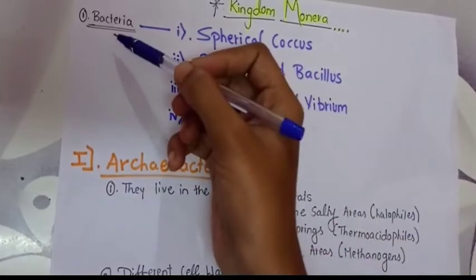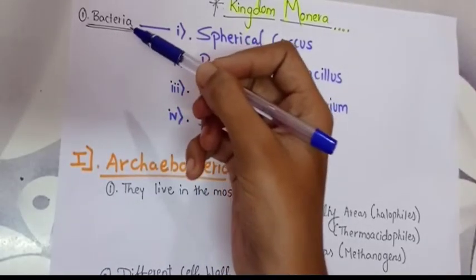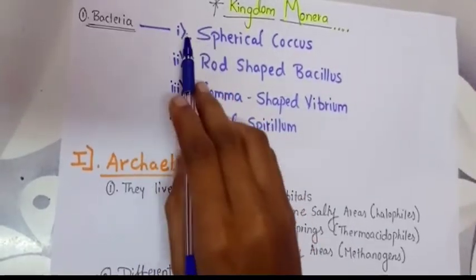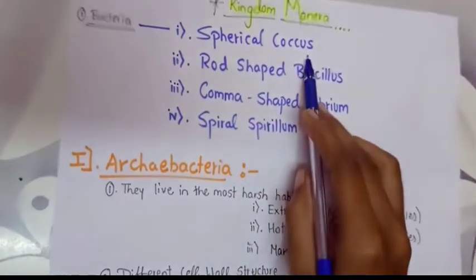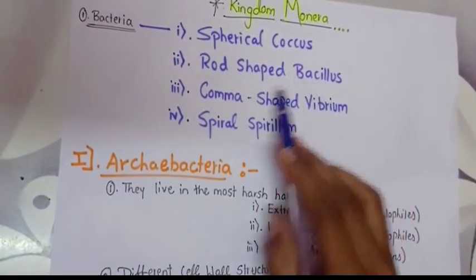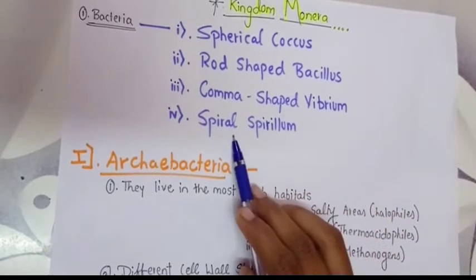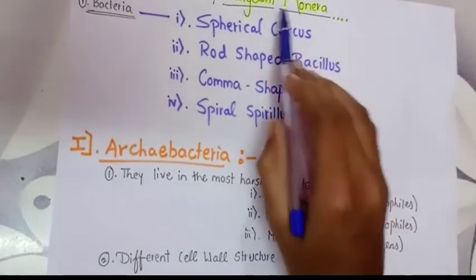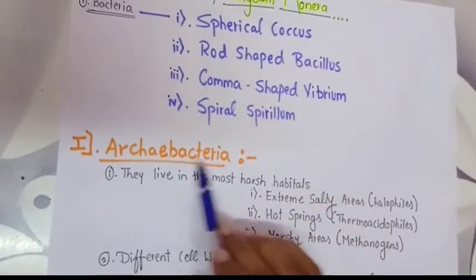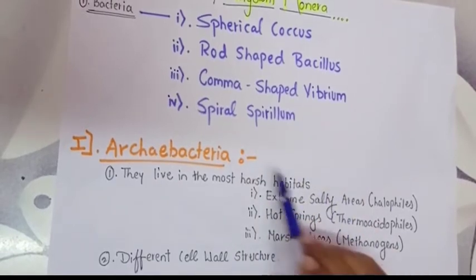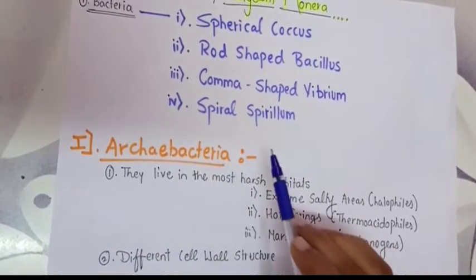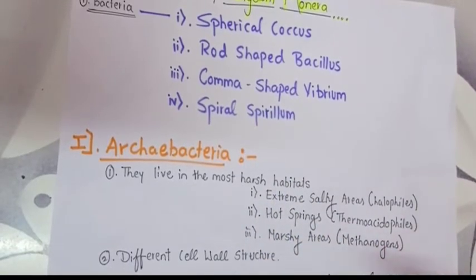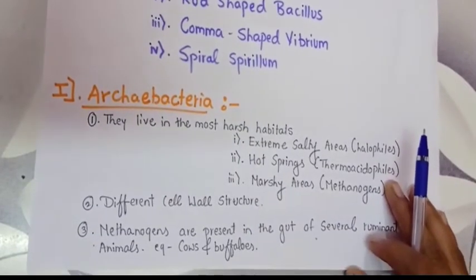Now, bacteria. It is one of the important organisms in the kingdom Monera. They are classified based on their shapes like spherical coccus, rod-shaped bacillus, comma-shaped vibrio, and spiral spirillum. Now, kingdom Monera has two types, that is Archaebacteria and Eubacteria. Archaebacteria is also called the false bacteria and Eubacteria is the true bacteria. Now, let's see about the Archaebacteria.